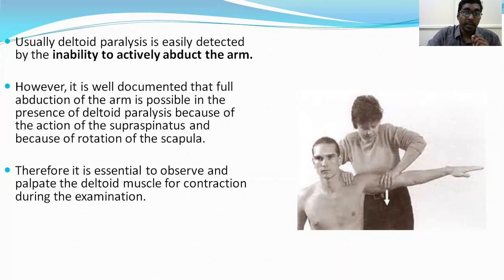Therefore, it is essential to observe and palpate the deltoid muscle for contraction during examination. Just asking the patient to abduct the arm is not the way of testing the deltoid muscle. You have to keep a hand on the deltoid and palpate for contraction of the muscle. Not only for the deltoid, for any muscle you are testing, you have to keep a hand on the muscle and palpate for its contraction. In that way only are you accurately assessing that muscle's function.